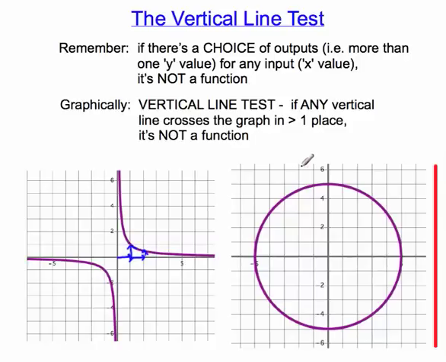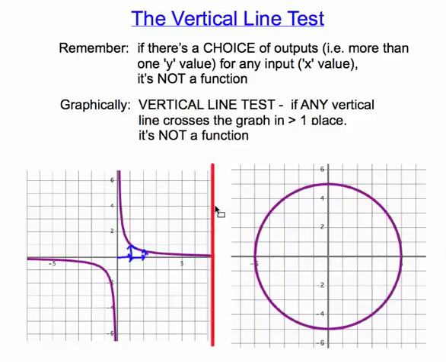Graphically, we can think of that with a tool called the vertical line test. The vertical line test states that if any vertical line crosses the graph in more than one place, then it's not a function. So think about that for a moment. If any vertical line crosses the graph in more than one place, that means that there is some input that has more than one output. Because what that vertical line is doing is touching the graph at the two places where one input has two outputs.